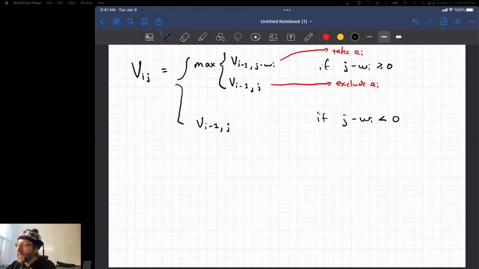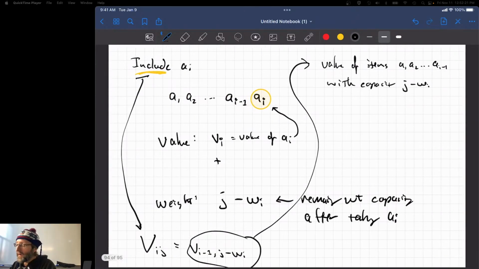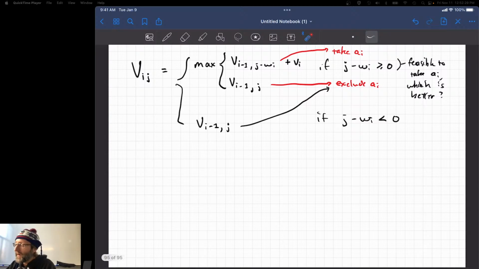All right, and then this one is, again, excluding AI because you don't have a choice. Here it's feasible to take A sub I, which is better. Sorry, I think you're right. If you take it, then what do you do? You add in the value. Is that what you meant? Yeah, okay, sorry. That was coming to the end here. We'll add the value to whatever previous value there was. Sorry, and then I completely omitted it over here. There we go.